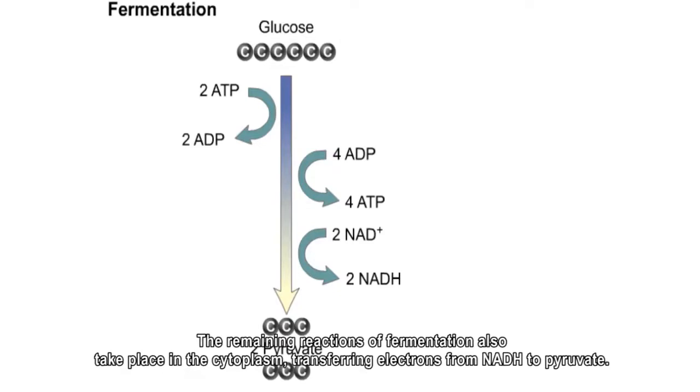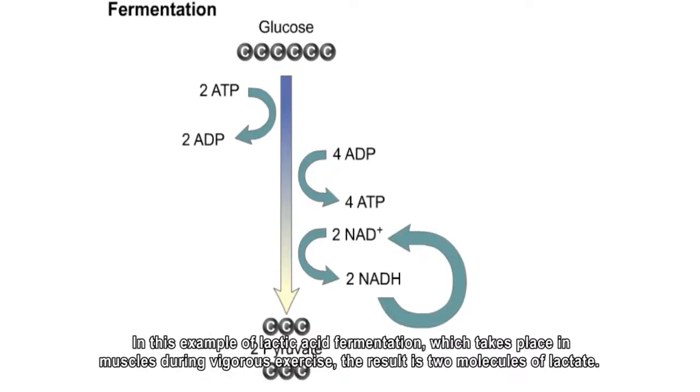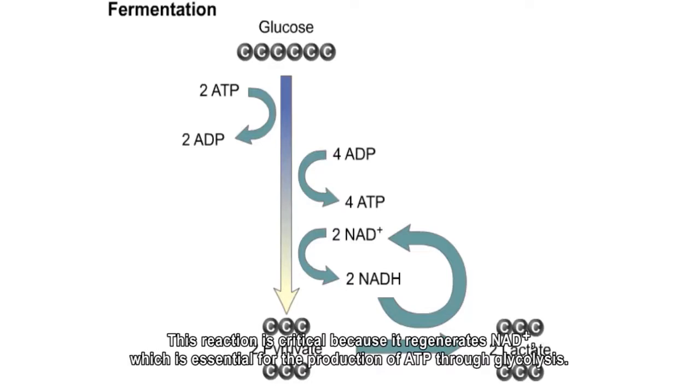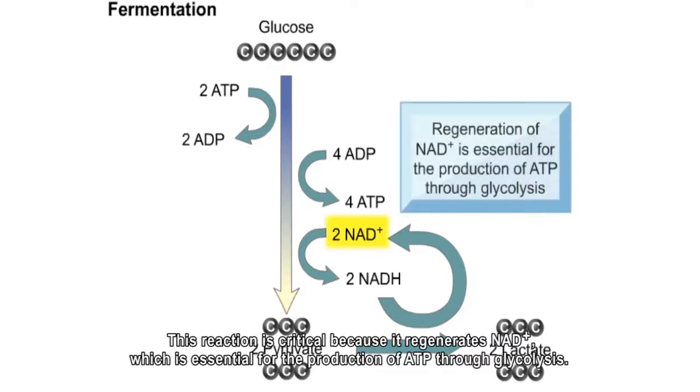The remaining reactions of fermentation also take place in the cytoplasm, transferring electrons from NADH to pyruvate. In this example of lactic acid fermentation, which takes place in muscles during vigorous exercise, the result is 2 molecules of lactate. This reaction is critical because it regenerates NAD+, which is essential for the production of ATP through glycolysis.